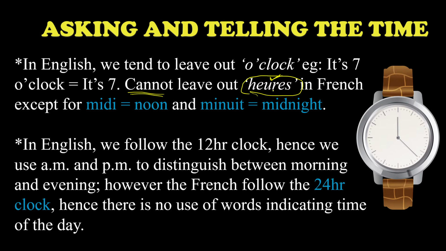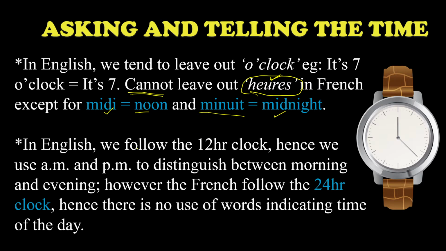For every timing of the day this heure will be there whether you like it or not, except for two. That is midi, which is noon, and minuit, which is midnight. For these two timings you will not find the word heure. For all the rest, heure will be there. Why not? Because in English also we don't say it's noon o'clock or it's midnight o'clock, right? So same way in French we leave out heure for these two particular timings.